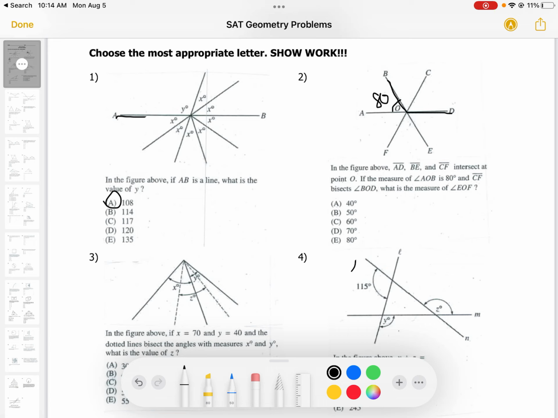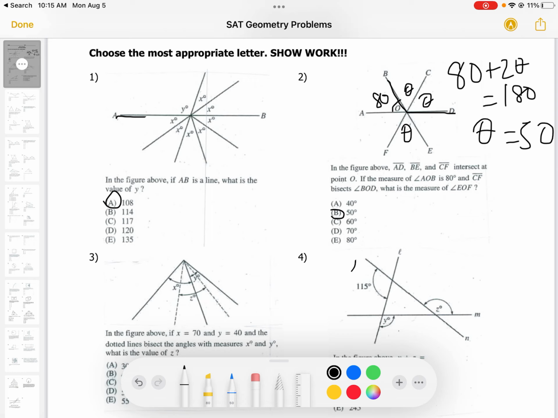So this angle BOD right here, we're told that this line CF splits the angle into two equal parts. If angle BOC is theta, then angle COD is also theta. And then we want the measure of EOF. So we want the measure of theta, because EOF is also theta because of the vertical angles theorem. So what can we tell from this equation? Well, 80 plus 2 theta is equal to 180, because that's a straight line, so theta is 50. And is that an answer choice? Yep, that is.